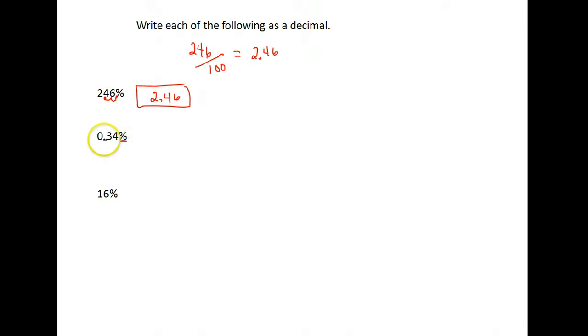0.34%. Again, to lose that sign, you move the decimal 2 places to the left, even if it looks a little crazy, like on this one. Fill any blanks with zeros, so we end up with 0.0034.